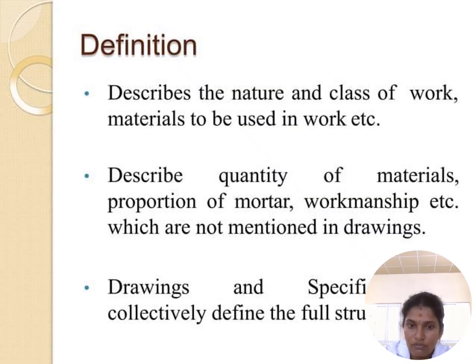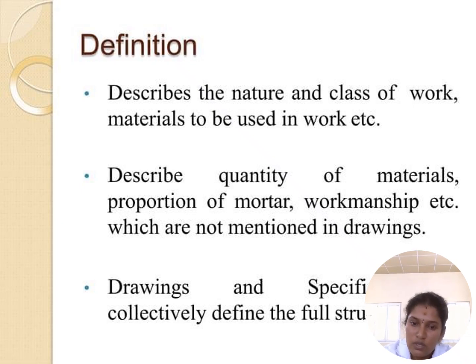What are the class of the work? What are all the materials used in the particular item of work? It totally describes the quantity of material being used, what proportions are used for the quantity, and what workmanship, which are not mentioned in the drawings. So these are all the data which are not mentioned in the drawing, right? So this is the definition of the specification.